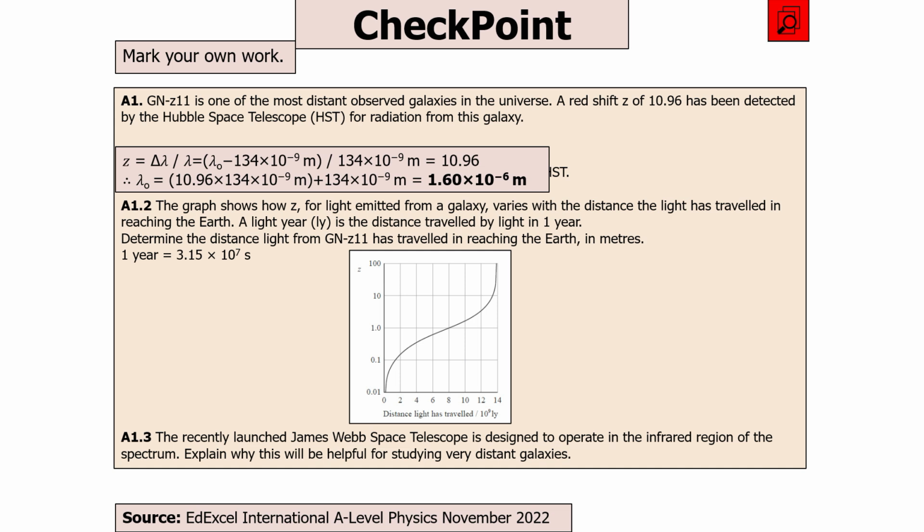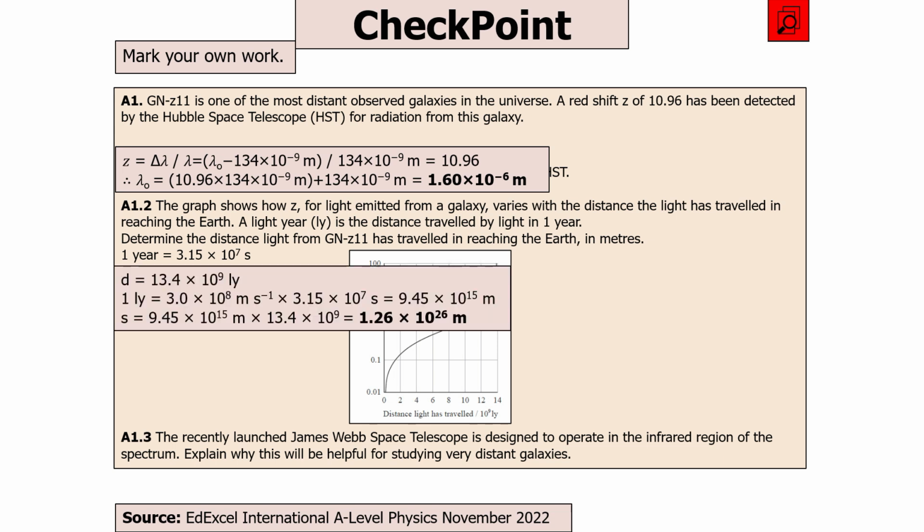In this next question, we know that the distance that is travelled, as you can see from our diagram, is going to be 13.4 times 10 to the 9 light years by looking at the graph. We can then convert the light year into meters by using our conversion factor, 3.15 times 10 to the 7 seconds. We can therefore say that the distance is going to be speed times the time, so you can work it through like so. You get it out and you get it to be 1.26 times 10 to the 26 meters.